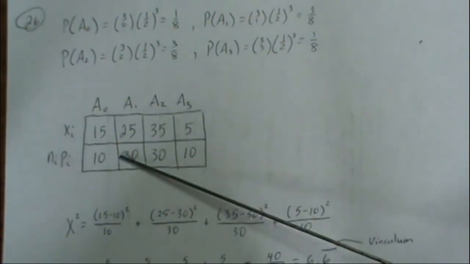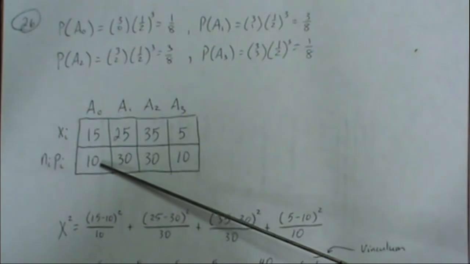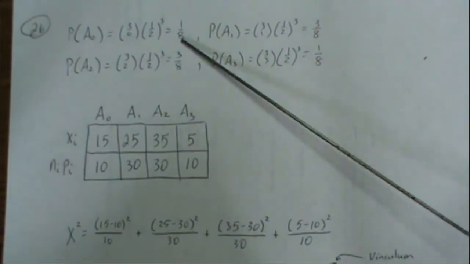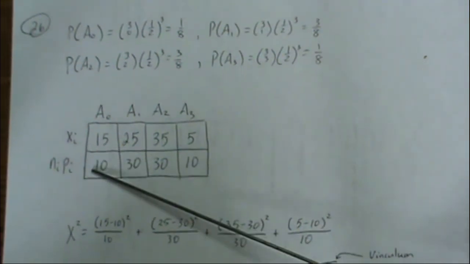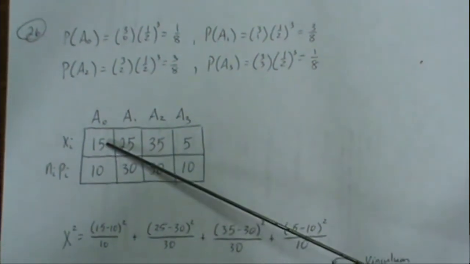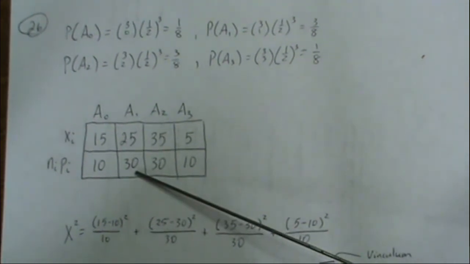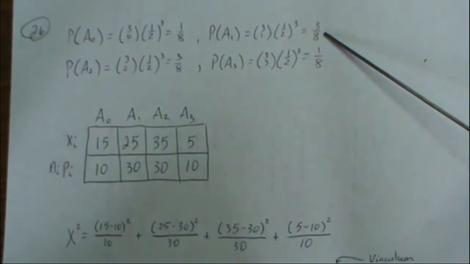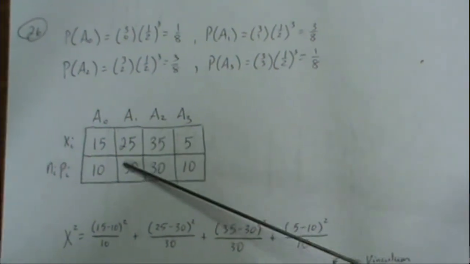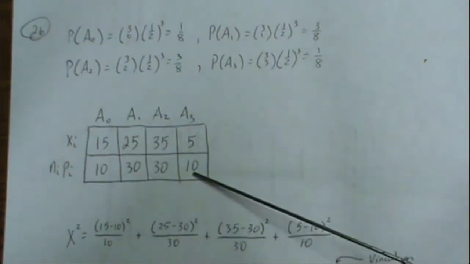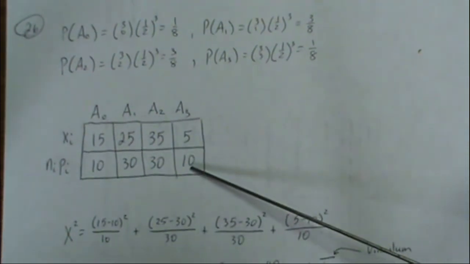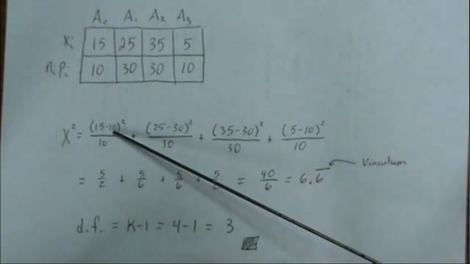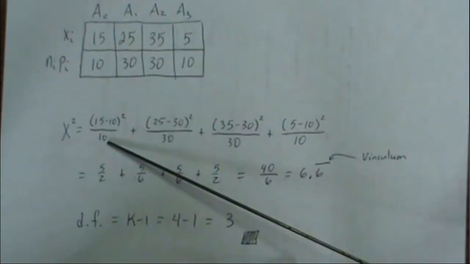And then this is what we expect. If there are 80 observations, and the probability of A0 is 1/8, we'd expect 10 observations in here, but we saw 15. And here we'd expect 30. Out of the 80, we expect 3/8 of them to be in region A1, and the same for A2 and A3. So now the chi-squared statistic is the observed minus the expected, squared, divided by the expected, for each category.